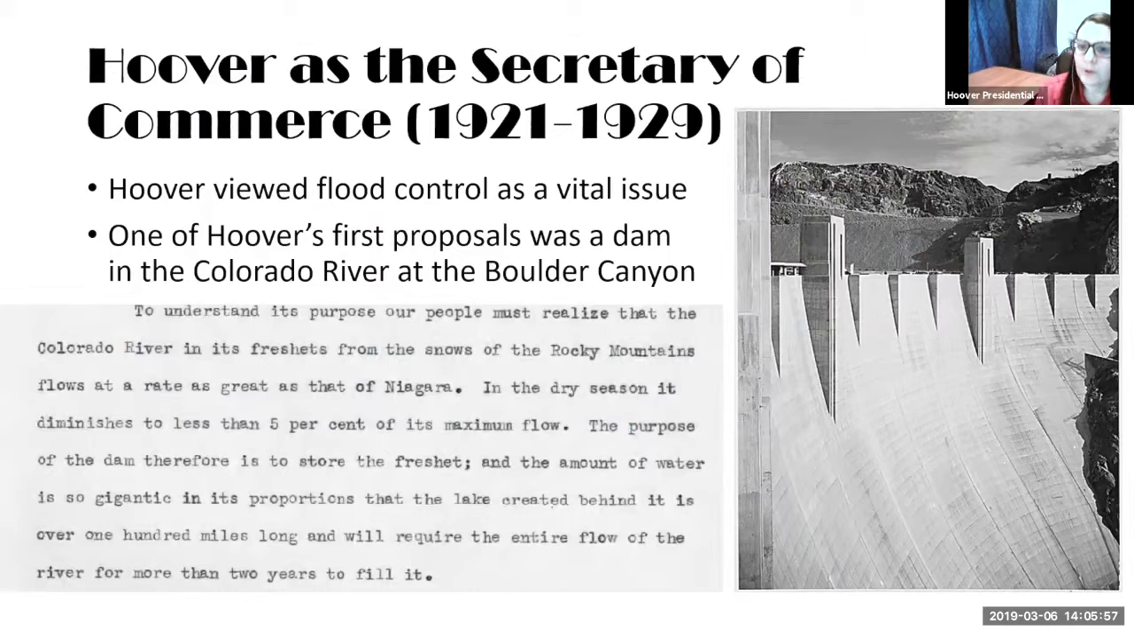So Herbert Hoover comes into the picture long before he's the president. He's not elected president until 1928 and isn't sworn in until 1929. So he's the Secretary of Commerce. He's appointed by Coolidge, so he serves under Calvin Coolidge. And in 1921, he starts talking about the need for a dam.